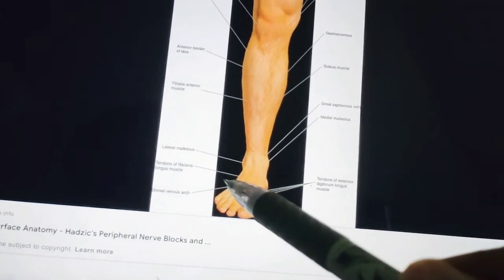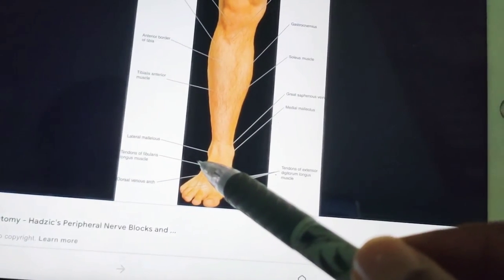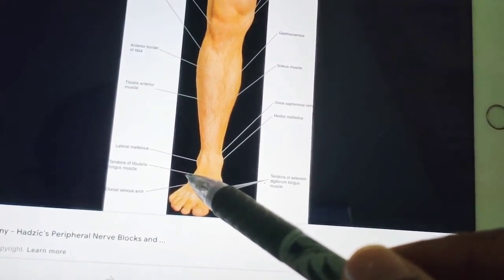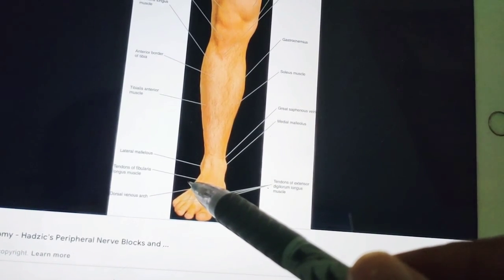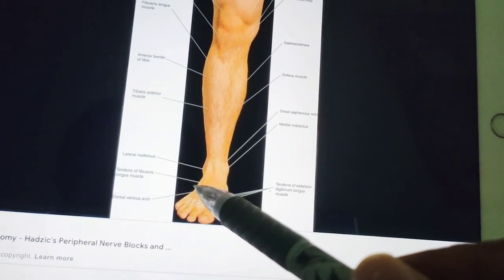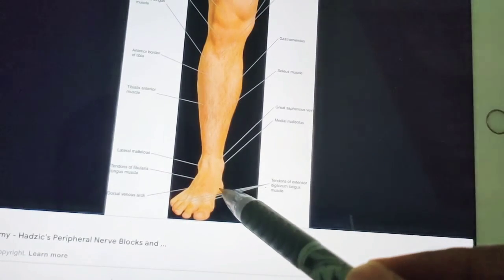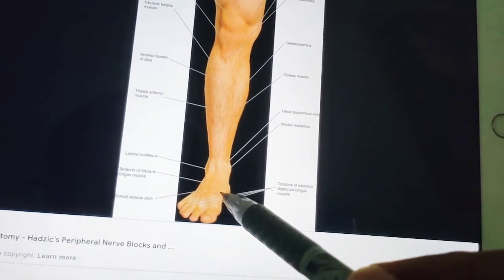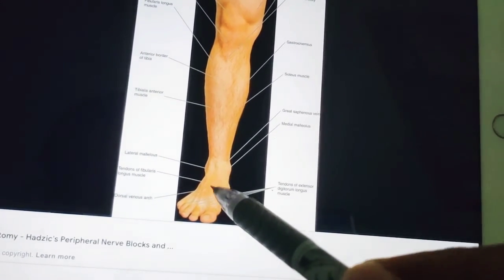Next, coming to the tendon of tibialis anterior, it becomes prominent on active inversion of the foot, passing downward and medially across the medial part of the anterior surface of the ankle. Medial part of the anterior surface of the ankle. So somewhere over here you can feel the tendon of tibialis anterior.